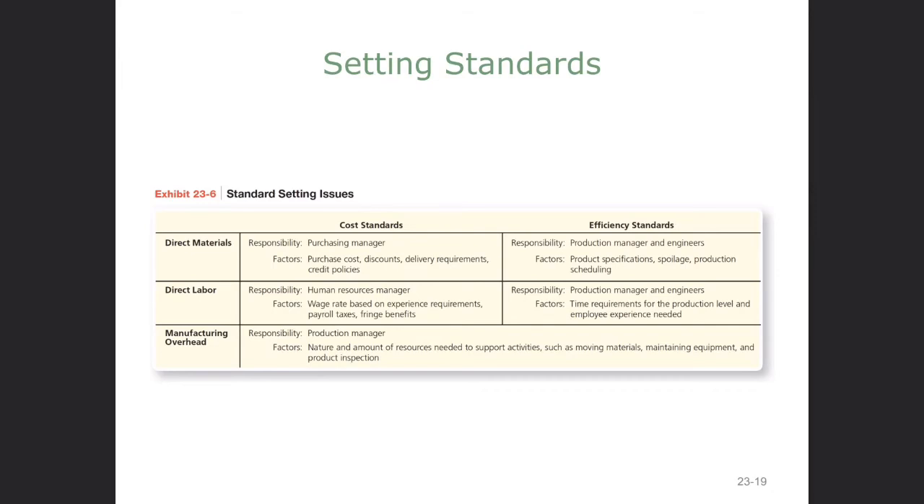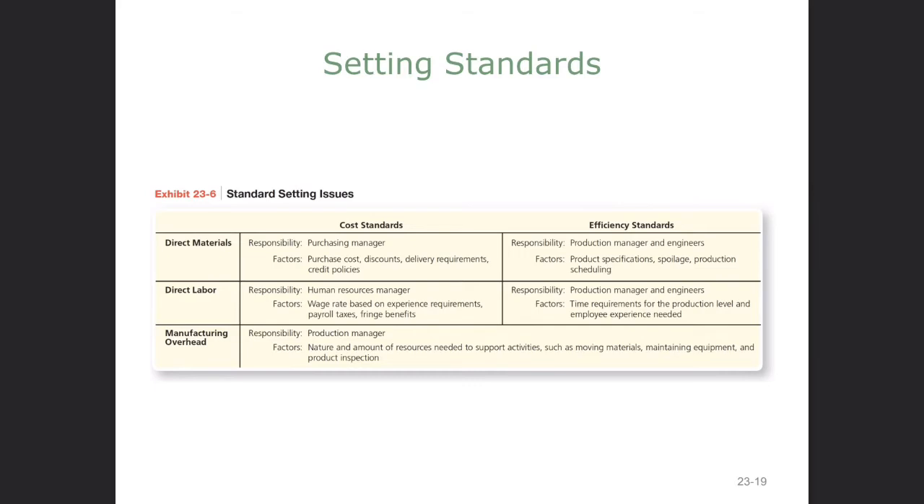Cost standards for manufacturing overhead. The production manager is responsible for that. Think of manufacturing overhead like a plant where they're producing items, with a production manager, just in case you see anything like this about identifying who is responsible for the task. For manufacturing overhead cost standards, the production manager looks at the nature and amount of resources needed to support activities such as moving materials, maintaining equipment, and product inspection.